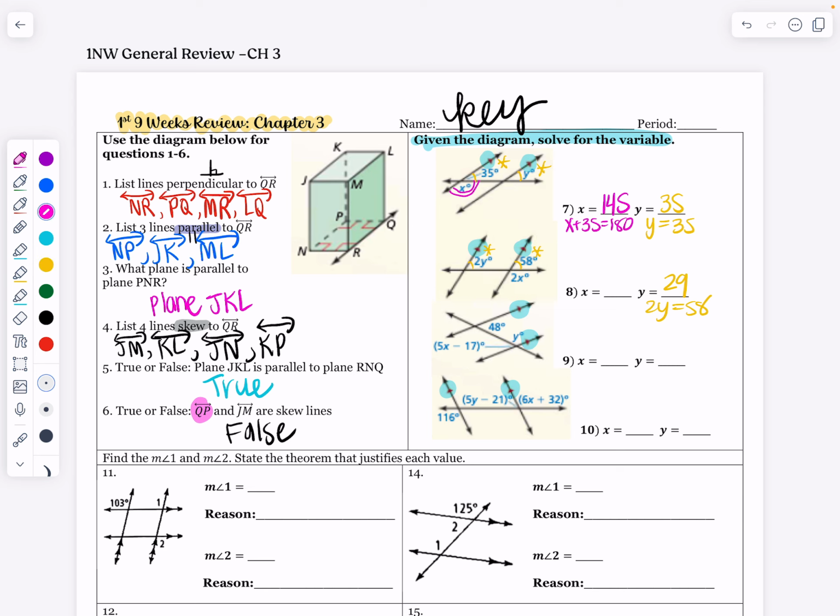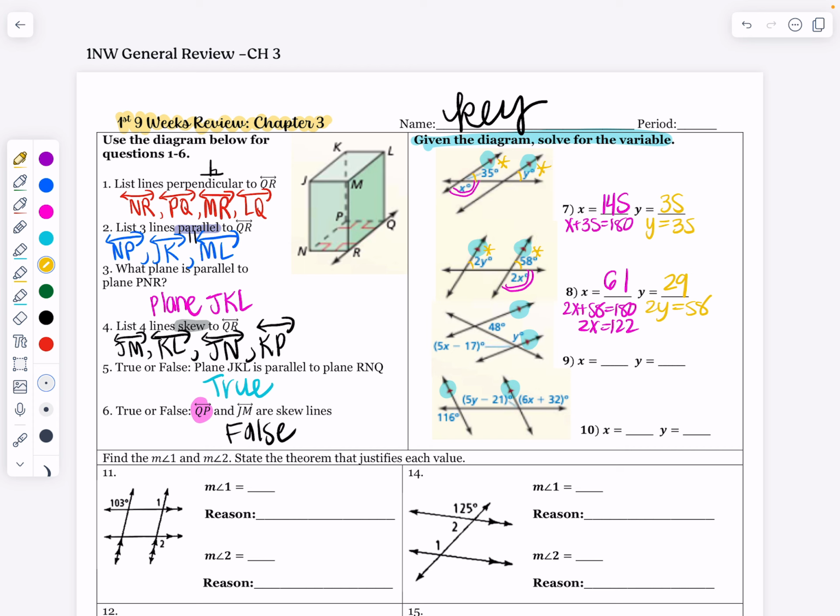Let's look at the 2x. 2x is in an obtuse angle, and so that is not going to be congruent to 58. That is going to make a linear pair with 58, and so those add up to 180. And so 180 minus 58 gives me 122. So if 2x equals 122, that full angle, that makes sense because that's obtuse. Then what's the value of x? We have to divide by 2 on both sides, and you get 61.